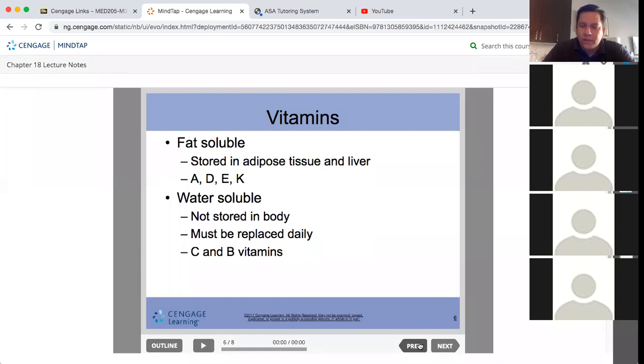B2, niacin, nicotinic acid, pyridoxine, that is the B6, folic acid, cyanocobalamin B12, biotin, and C, that is ascorbic acid. The fat soluble vitamins are stored in adipose tissue and the liver, this group here. And the water soluble vitamins are not stored in the body. They are essential to health and need to be replaced on a daily basis.